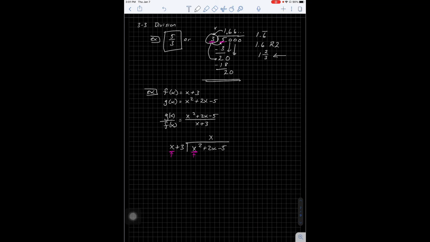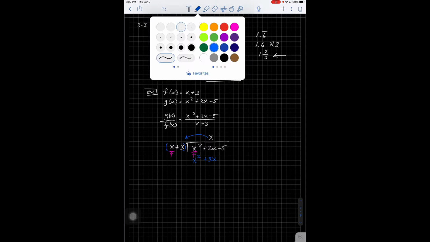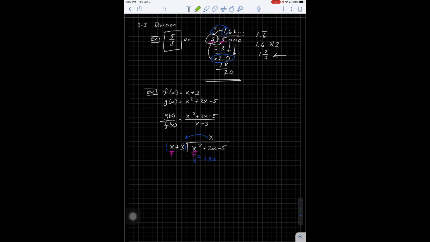Then, just like we did up here, next step is we took 1 and we multiplied it by the 3 and wrote our answer down here. We're going to do the same thing. We're going to take this x and we're going to multiply it by the x plus 3. But it's times the whole quantity. So the x times the x is going to give us x squared, and then the x times the 3 is going to give us 3x. And then the next step, just like up top, we subtracted those two numbers. The same thing's going to happen here. We're going to subtract these two numbers, only you're subtracting this whole polynomial.